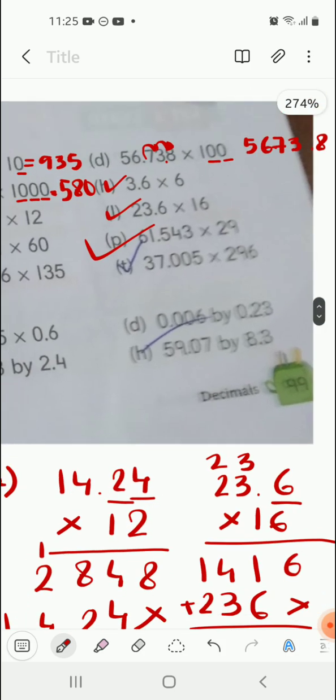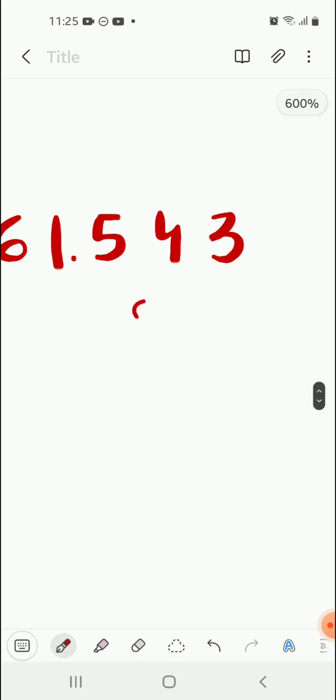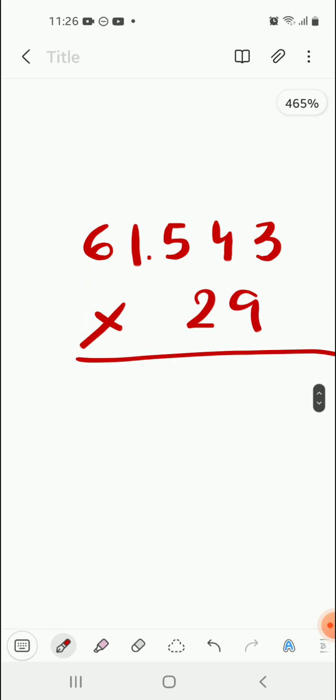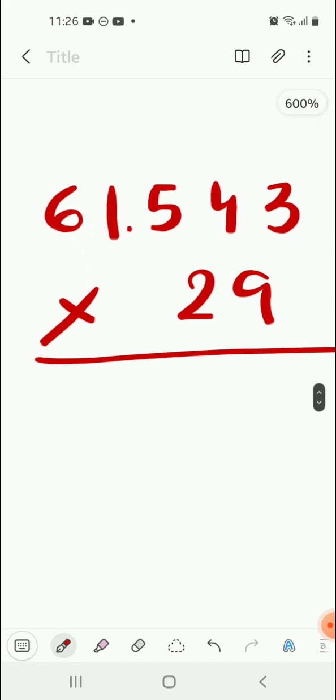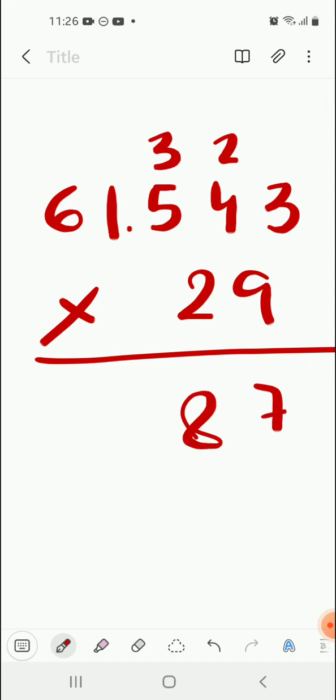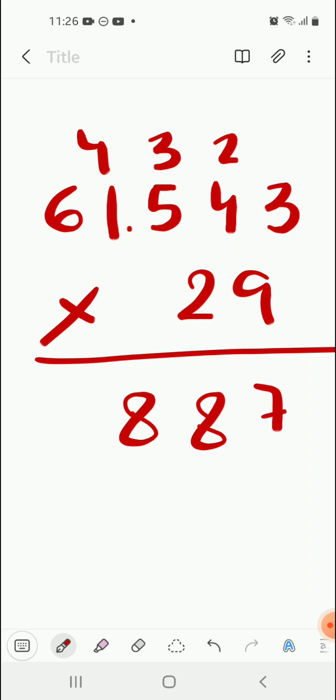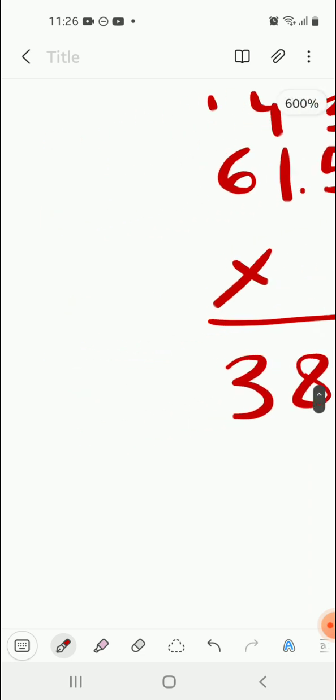61.543 into 29. 543 into 9. Simply multiply. 9 into 3 is 27. 9 into 4, 36 plus 2, 38. 9 into 5, 45 plus 3, 48. 9 ones are 9 plus 4, 13. 9 6s are 54 plus 1, 55.